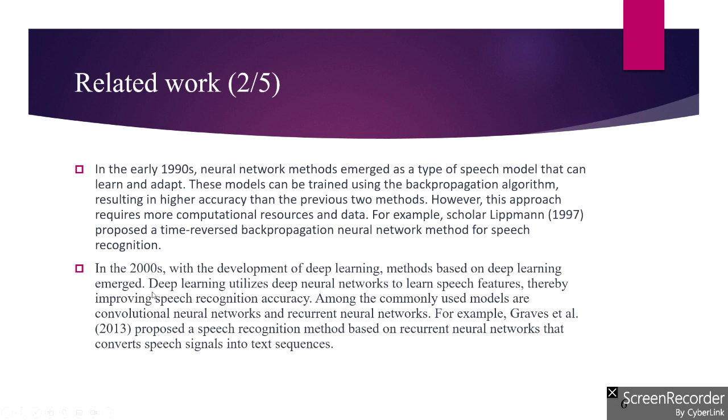In the early 1990s, neural network methods emerged as a type of speech model that can learn and adapt. These models can be trained using the backpropagation algorithm, resulting in higher accuracy. In the 2000s, with the development of deep learning, methods based on deep learning emerged. Deep learning utilizes deep neural networks to learn speech features, thereby improving speech recognition.